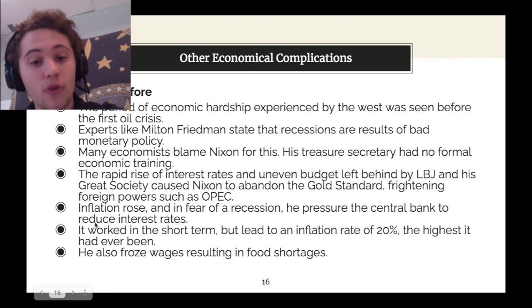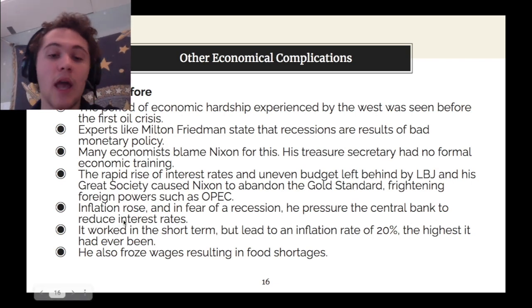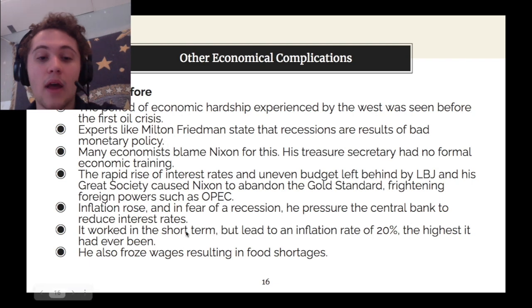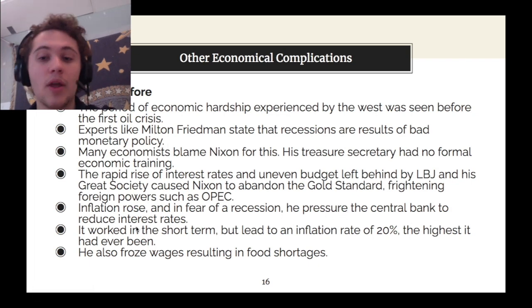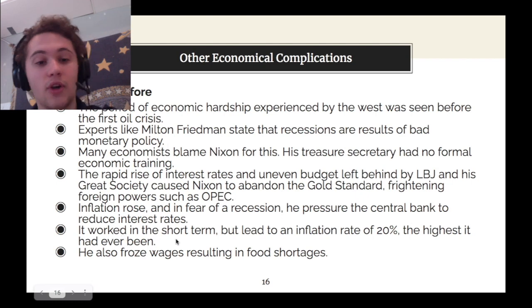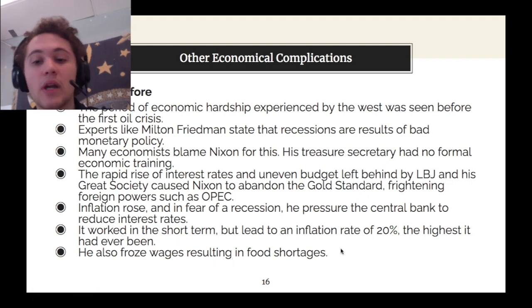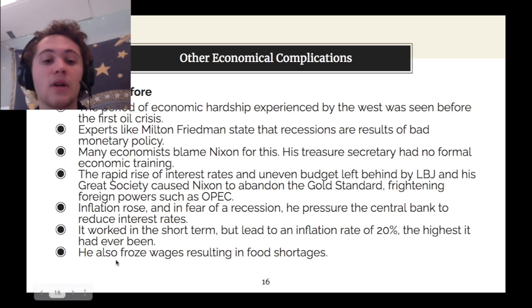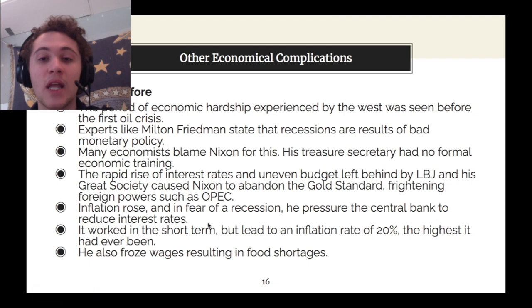And so, of course, a consequence of that, inflation rose. When you can print money freely and when you're facing stagflation, you see inflation rise, and there was a fear of a recession, which pressured the central bank to reduce interest rates. It only furthered inflation, and it worked in the short term, but it led to the greatest inflation rate the United States has experienced, which is about 20%. And so he froze wages, resulting in food shortages.